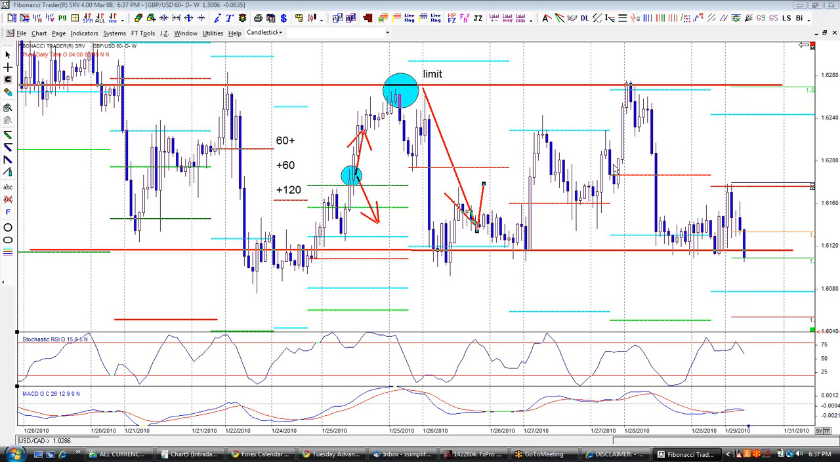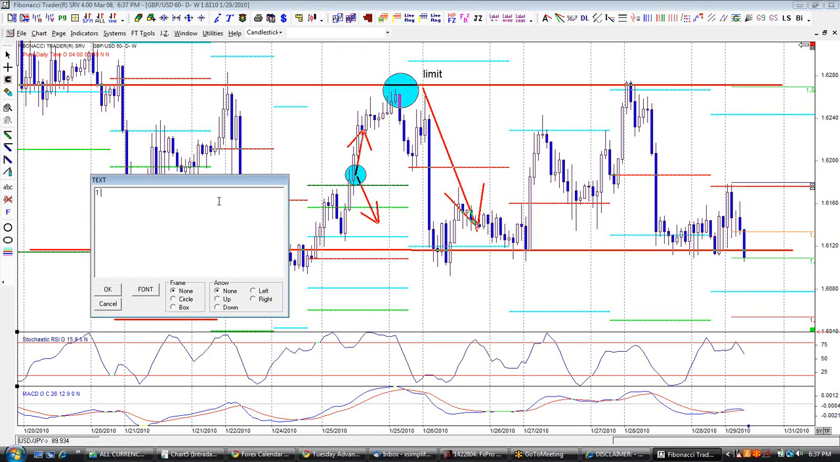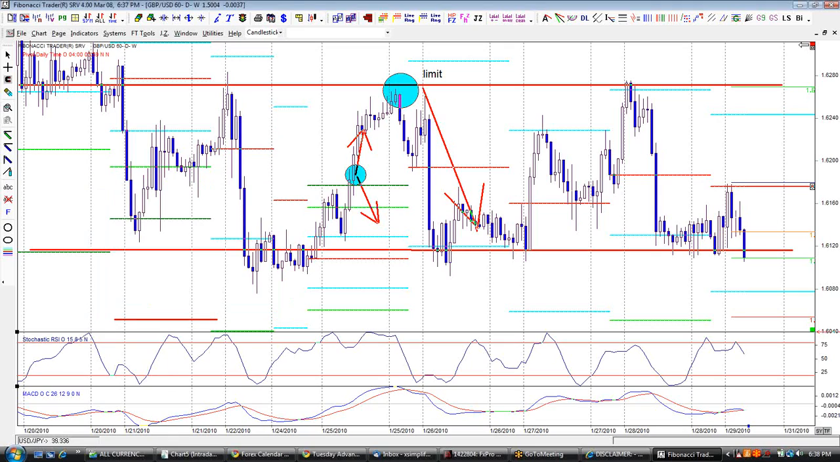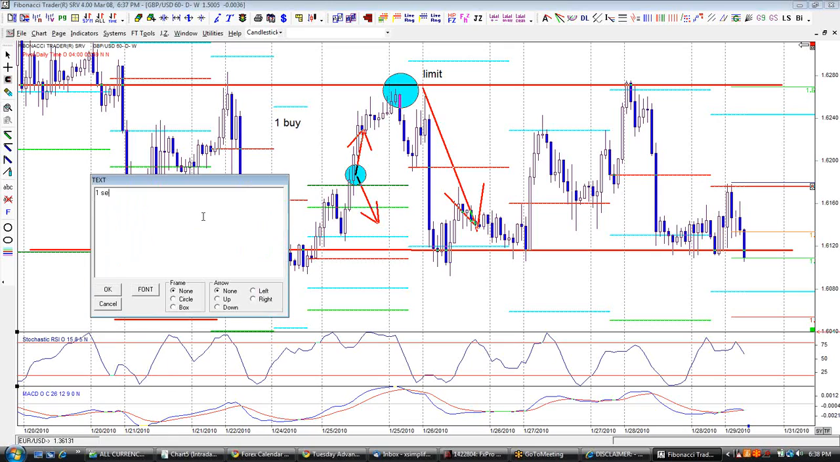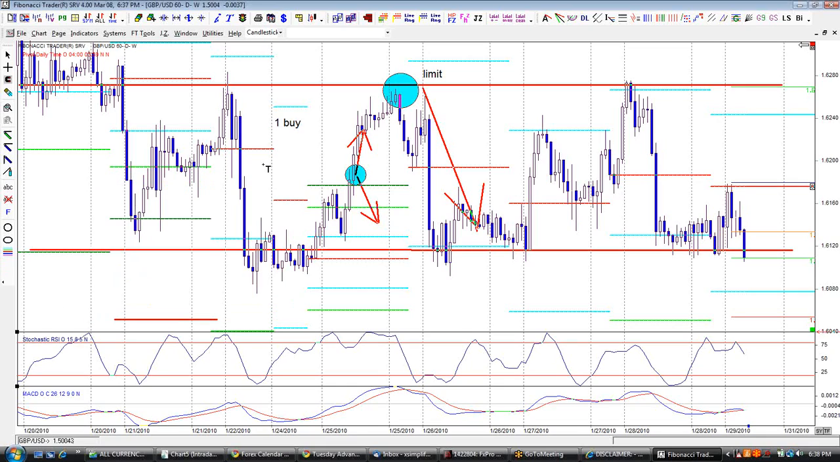Now, what we're doing is we're entering two positions. Now we see the market in the middle of consolidation, and what we do is we enter two positions. One buy and one sell at the same time. The same price, one buy and one sell.